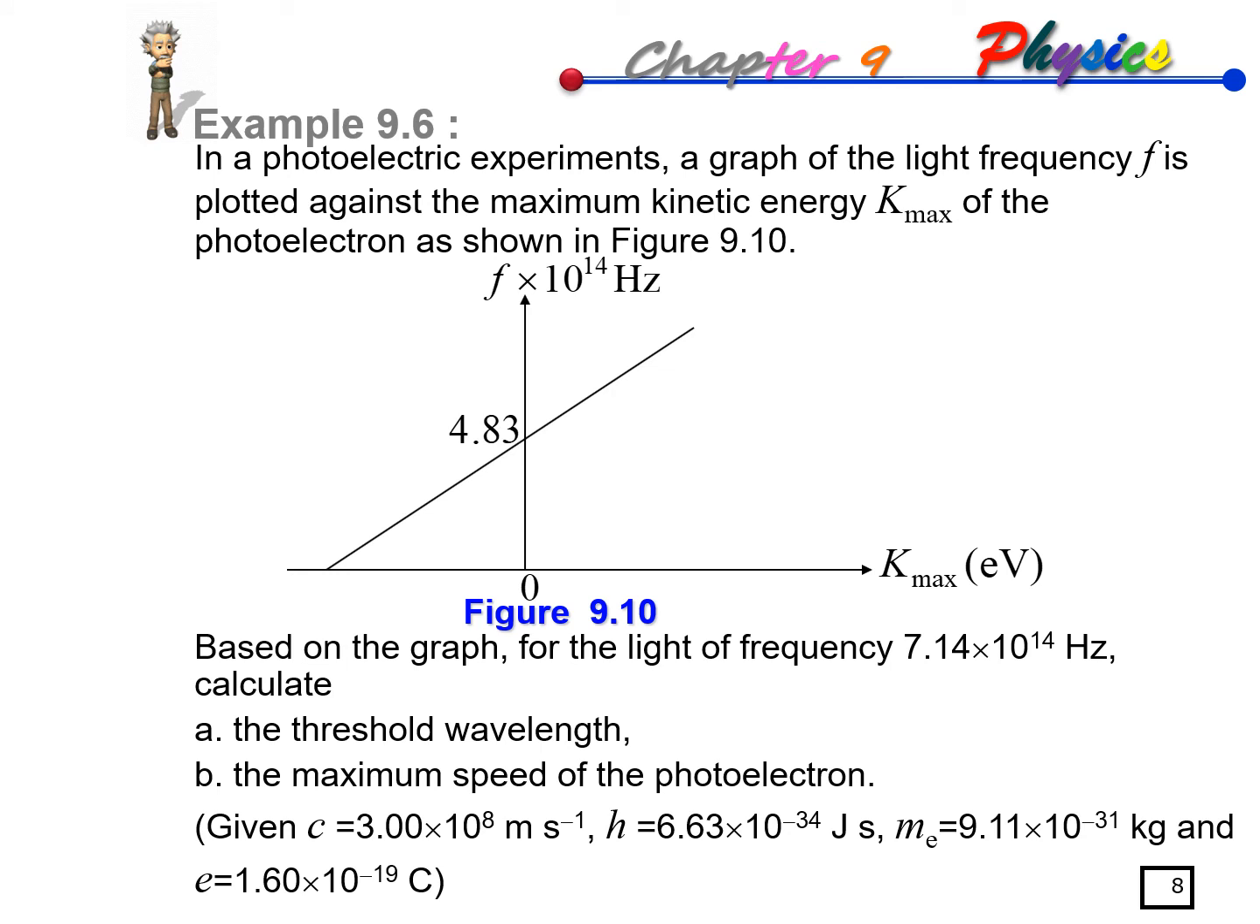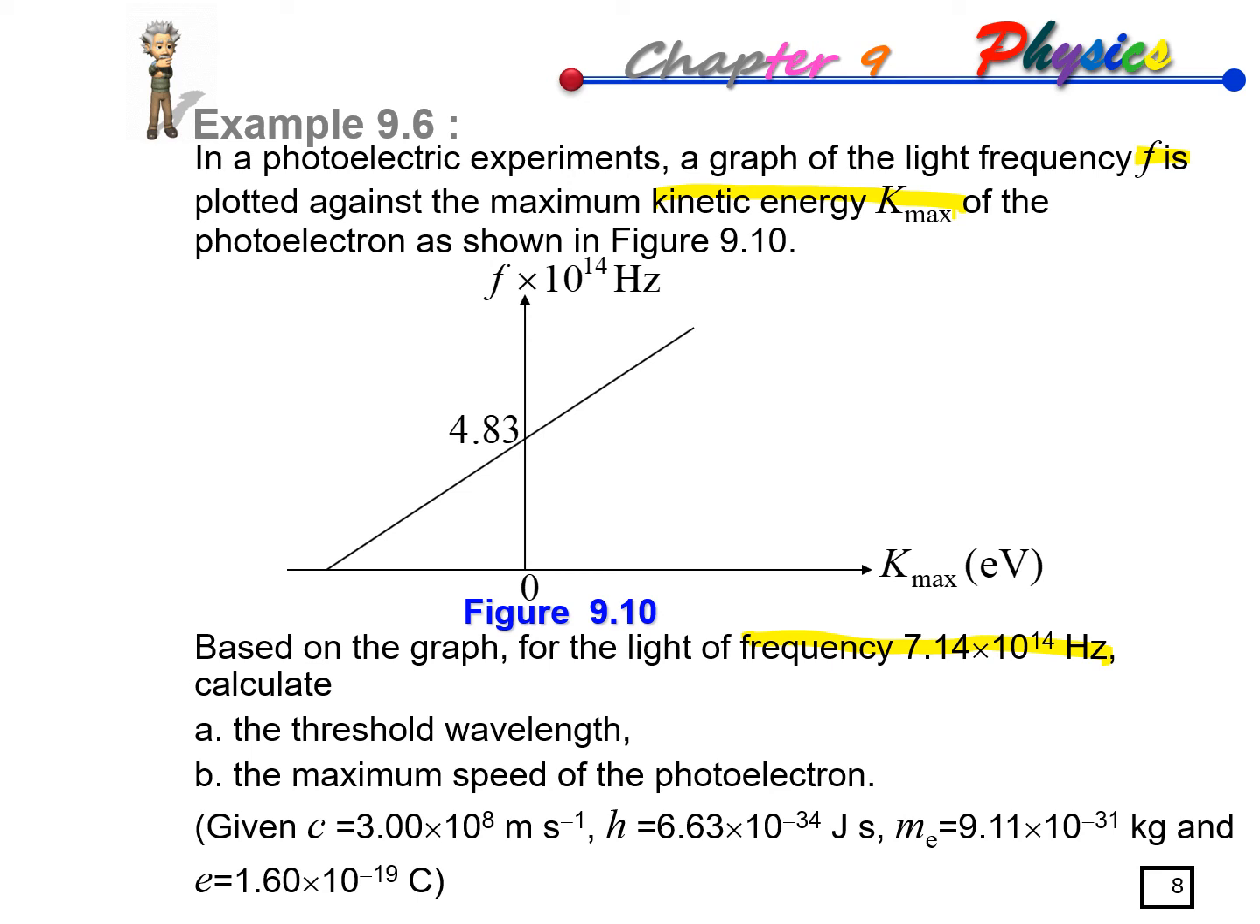For the last example, example 9.6, in a photoelectric experiment, a graph of the light frequency f is plotted against maximum kinetic energy. So we have a graph of f versus KE, shown here. Based on the graph, this is the incident light frequency. They wanted to calculate the threshold wavelength and then the maximum speed of the photoelectron.